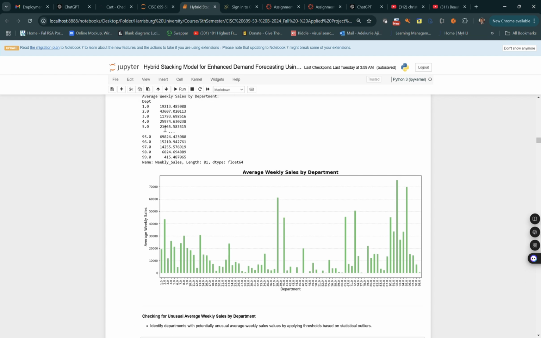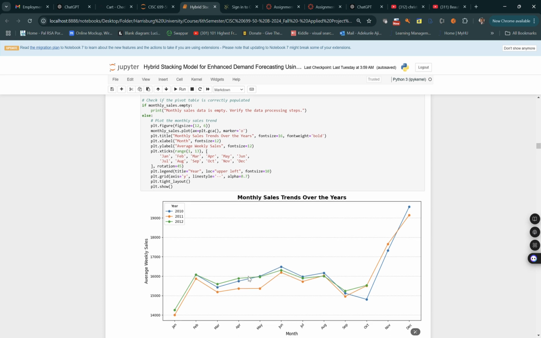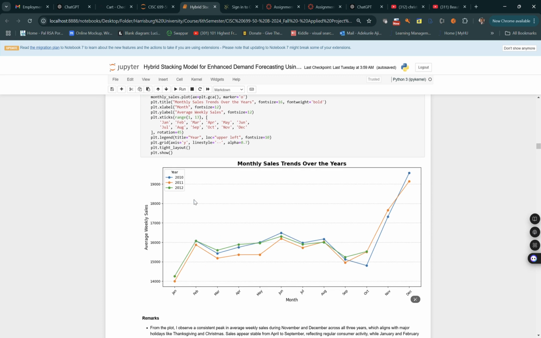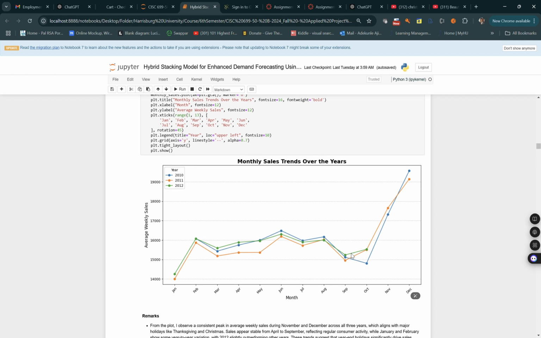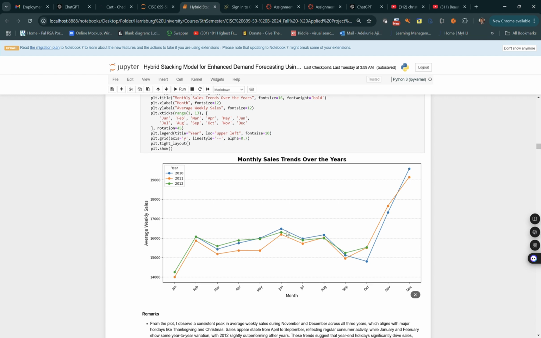Here we have average weekly sales by department. I discovered that department 92 has the highest sales of them all. In the past 3 years, that's 2010, 2011, and 2012, we discovered that the sales follow the same trend, whereby 2012 outperforms the other years. That's the monthly sales trend over the years.